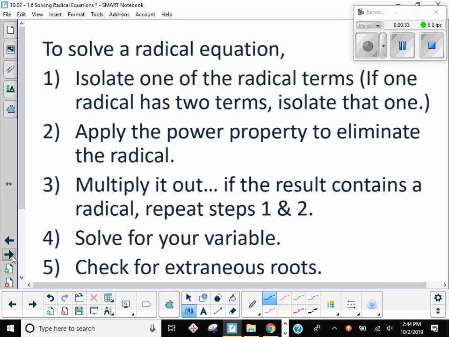So these are the basic steps for solving a radical equation. First step is the same as every time we've worked with radical equations. You isolate one of the radical terms. Apply the power property. The power property is the thing I just mentioned. You're just raising each side to the power you need to cancel the root, multiply that out. And then if your result still contains a radical, you have to repeat the whole process. And our last example today is going to be like that. Solve for your variable and check for extraneous roots.